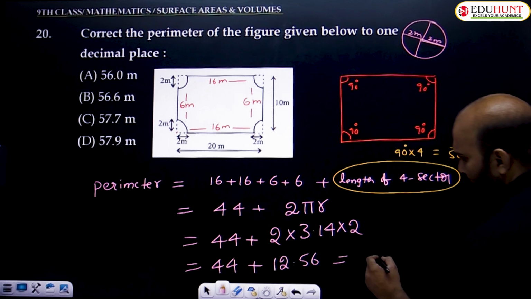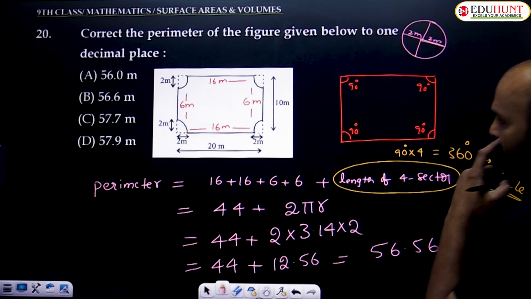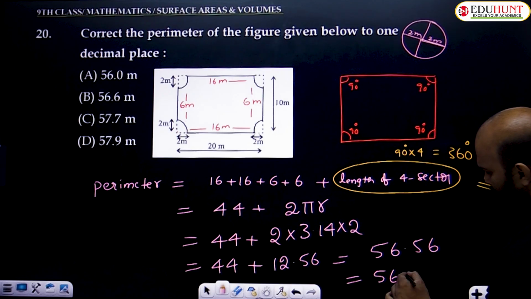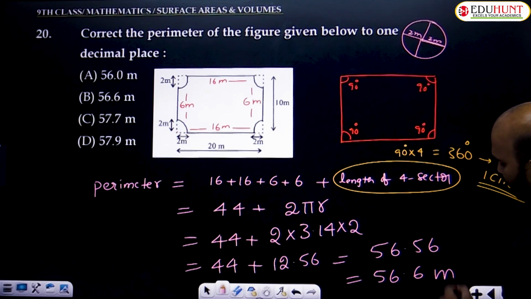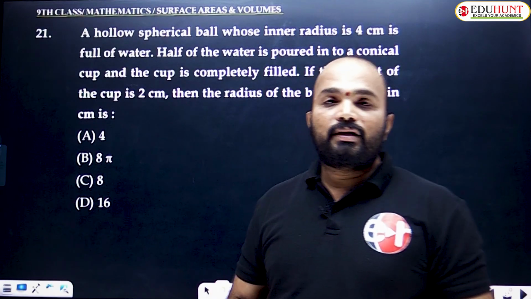What is the value? So total 56.56. The question asks to round off to one place after the decimal, so it can be written as 56.6. 56.6 meters is the required answer. Option B is the right answer. Am I clear? So let's go to question number 21.